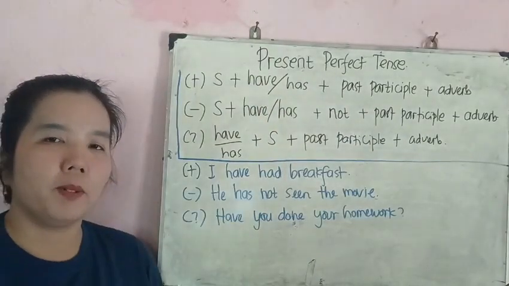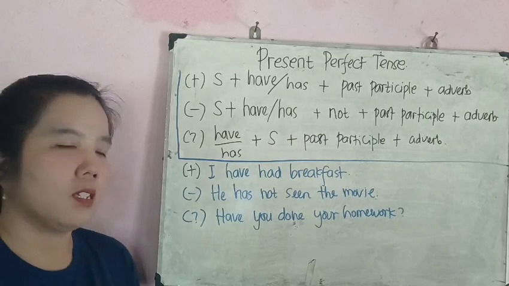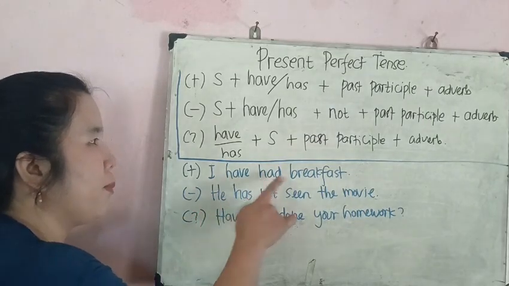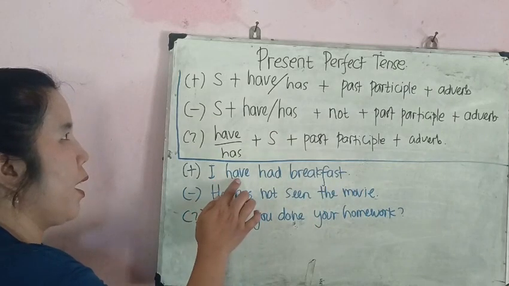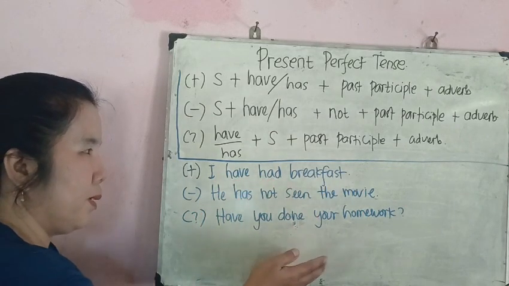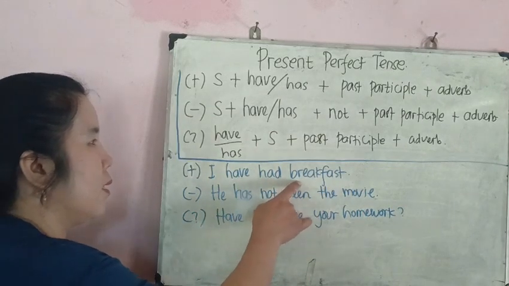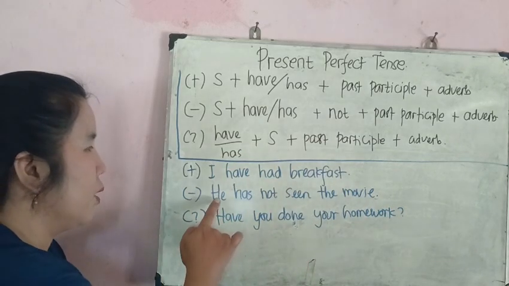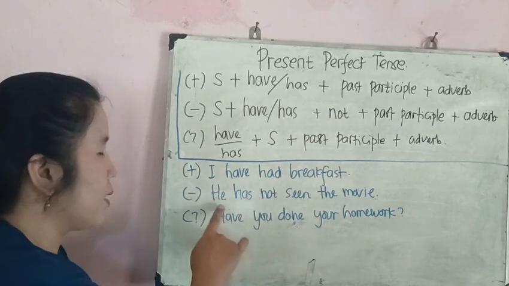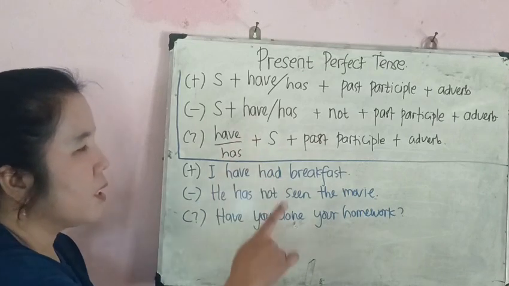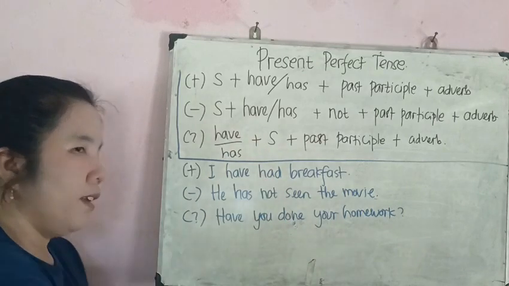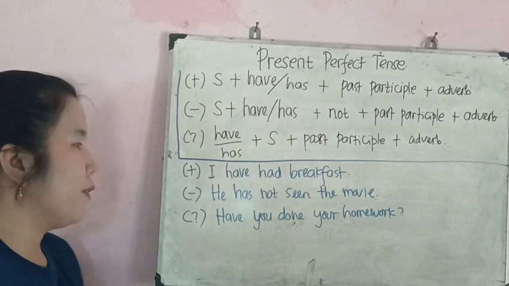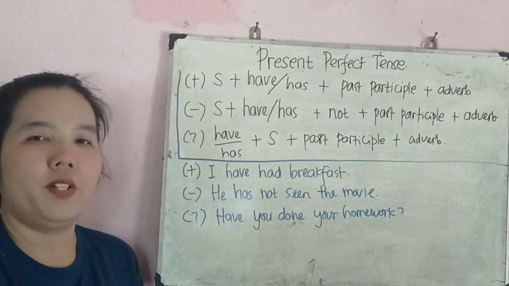Look at examples in three types of sentences in English. In positive sentence, I have had breakfast. I have, and this is past participle, and this is object or adverb. Next, negative sentence, he has not seen the movie. And for question, we have: Have you done your homework?